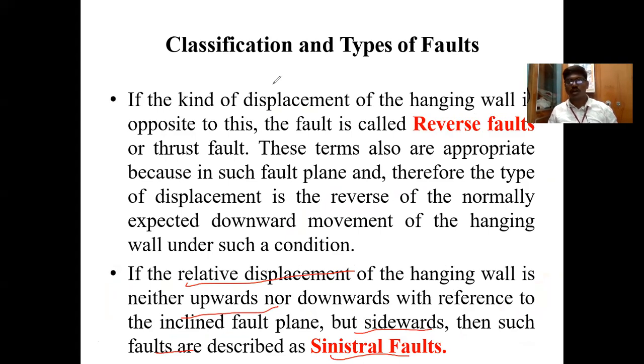If I try to draw a simple fault, mainly we see in case of a vertical fault plane, in that case what happens? Whatever the walls are there, they'll move sideward. Usually I just draw this indication which shows sideward movements are seen, right?